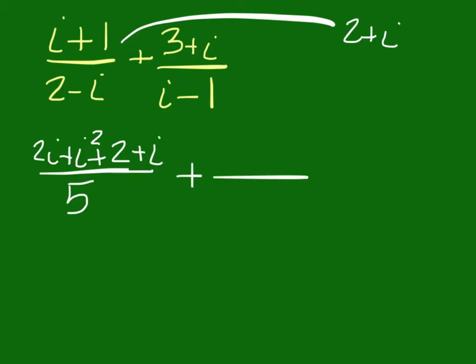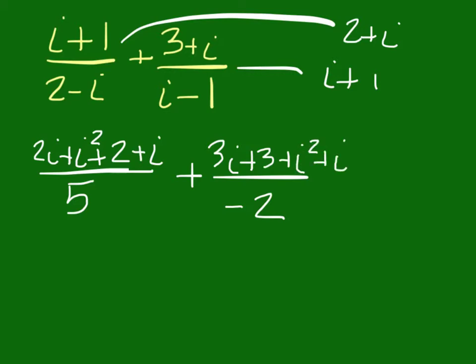Now on the other side, when we simplify, we need to multiply this one top and bottom by i plus 1. So we end up with i squared minus 1, which is really a negative 2. So if we multiply the top by i plus 1, then we will have 3i plus 3 plus i squared plus i. Let's go back and simplify.